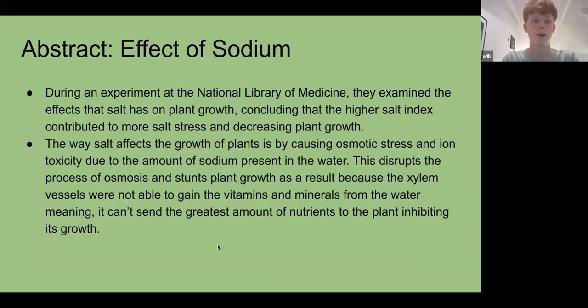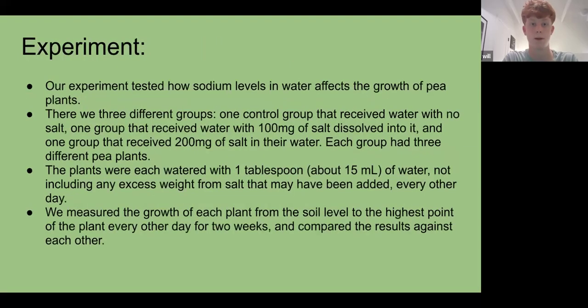So, the effects of sodium: we saw an experiment on the National Library of Medicine. They did a similar experiment to us, and they concluded that the higher salt index contributed to more salt stress, decreasing plant growth. The way sodium affects growth is that it causes osmotic stress and ion toxicity due to the amount of sodium present. This disrupts the cycle and causes the nutrients to not be transported throughout the cell or the plant.